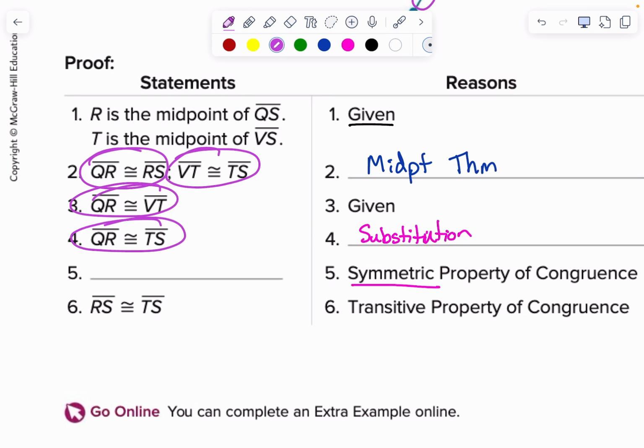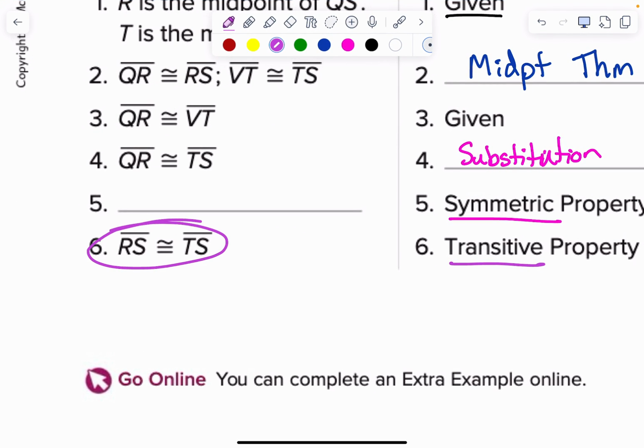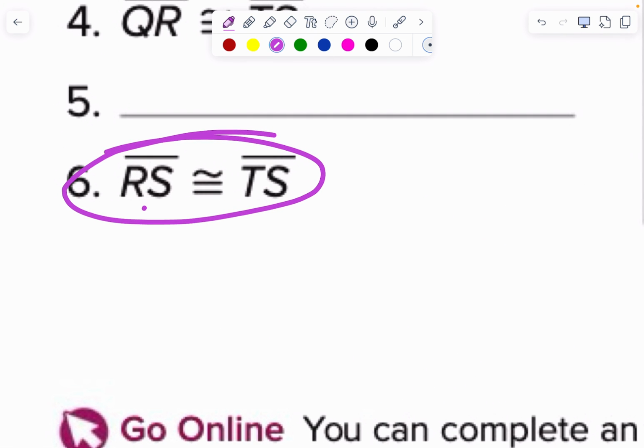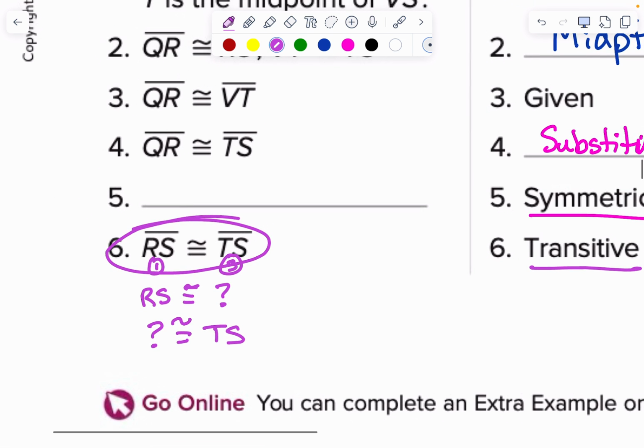Okay, so here's a strategy that I use. Sometimes if I get stuck and I don't know what to put, I look and work backwards. Okay, so here's the deal. I need to use the transitive property to get from this spot, right? Which means that this was my first piece and this was my third piece. So in other words, I had at some point RS is congruent to something, and something is congruent to TS, right? Well, right here I have something is congruent to TS.